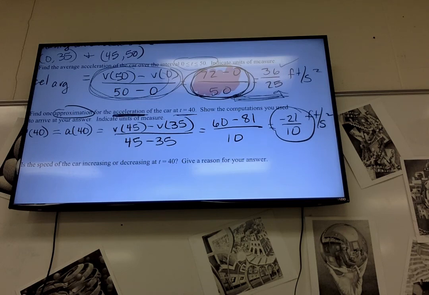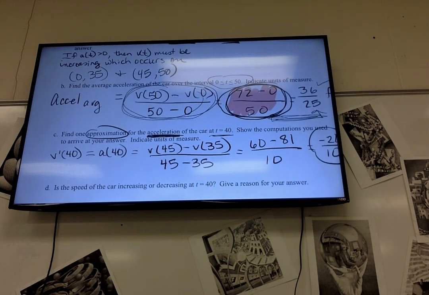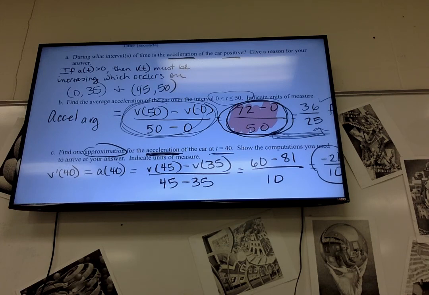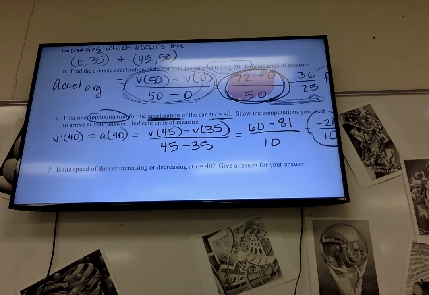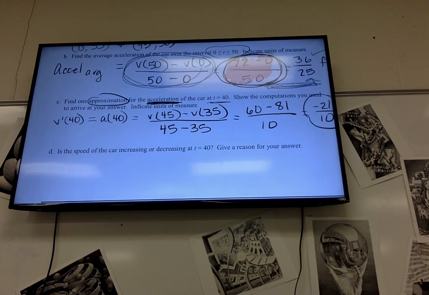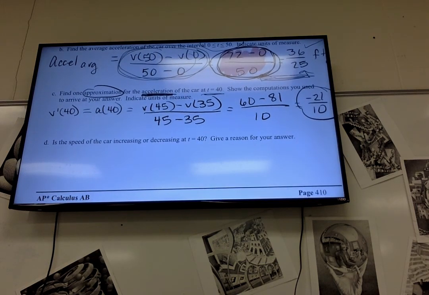Okay, so other than realizing the average acceleration is the slope of velocity, we're doing very little calculus here. It's mostly just knowing those terms. On D, is the speed of the car increasing or decreasing? For speed, remember you have to look at velocity and acceleration, and if it's increasing, they have to be the same. If it's decreasing, different.